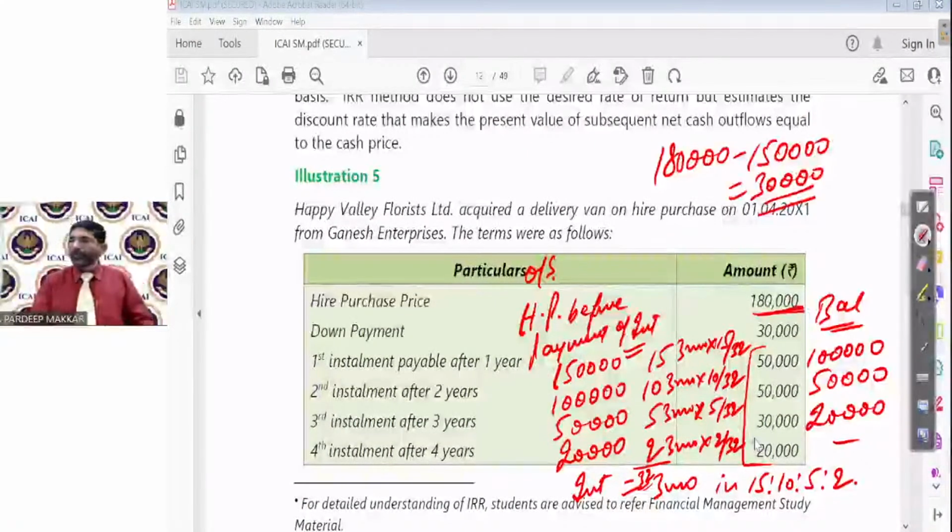Is that clear, beta? Note it down. All of you note it down once properly. Then we will proceed.